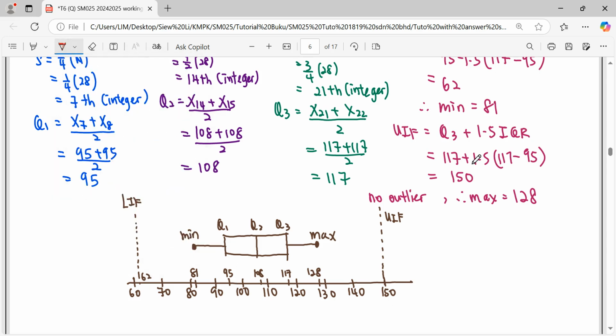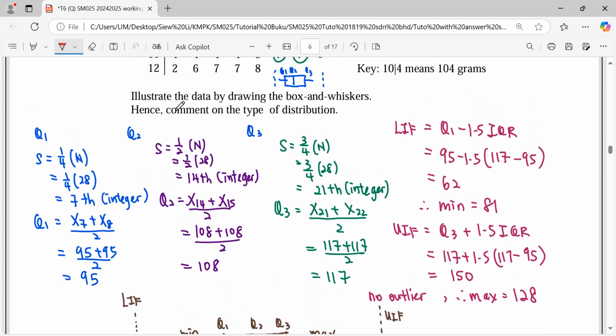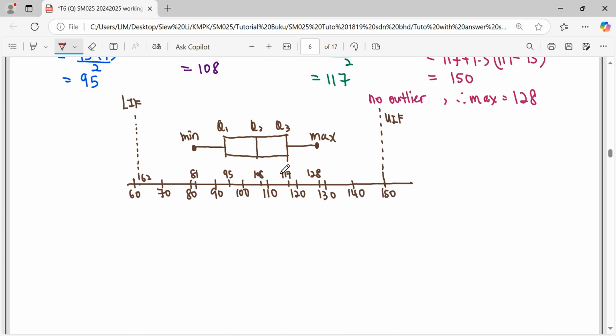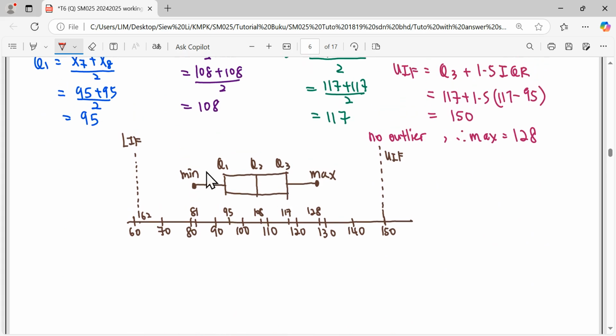Continue. What they ask us to do after drawing the box and whisker is to comment on the type of distribution. So focus, look at our box here. It looks symmetrical. Is it symmetrical? Then we had better calculate it. Is this difference and this difference the same? Q2 minus Q1, 108 minus 95, which is 13. Then Q3 minus Q2, 117 minus 108, which is 9.